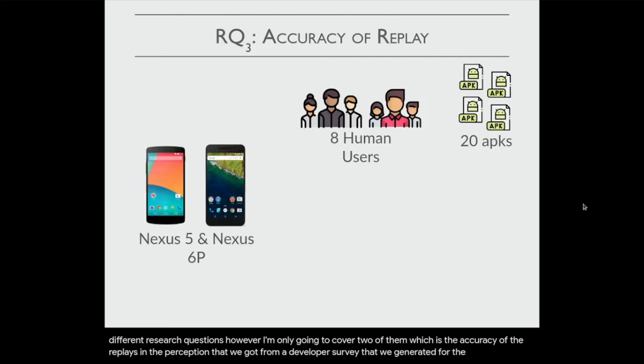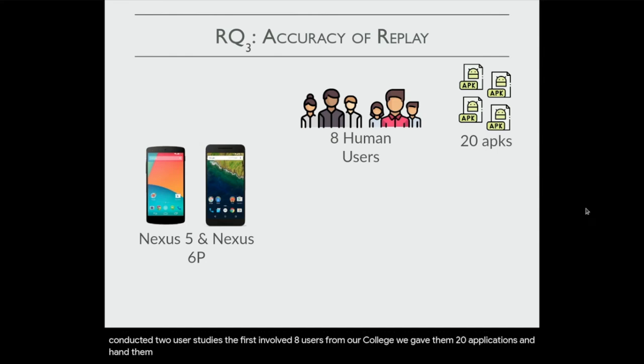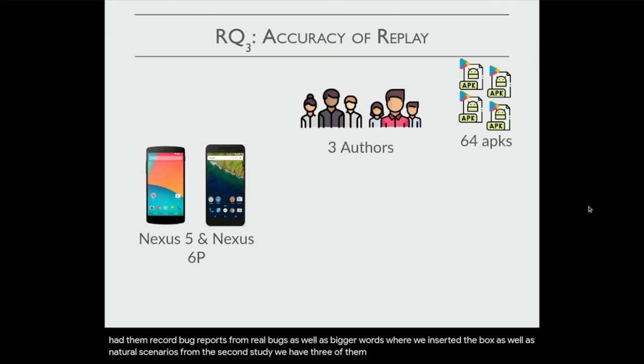For the accuracy, we conducted 2 user studies. The first involved 8 users from our college, where we gave them 20 applications and had them record bug reports from real bugs, as well as bug reports where we inserted the bugs, as well as natural scenarios from popular applications. For the second study, we had 3 of the authors generate natural-looking scenarios for 64 applications in the different categories in the Google Play Store.